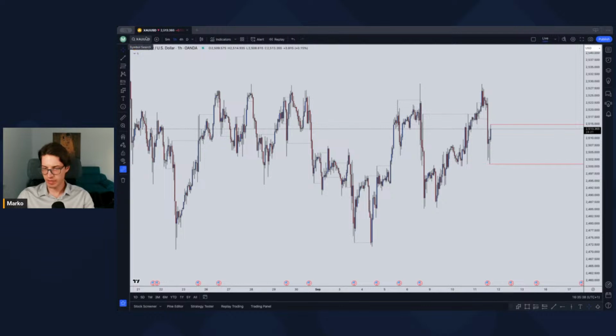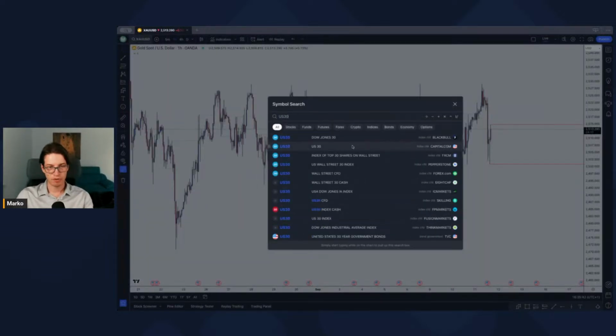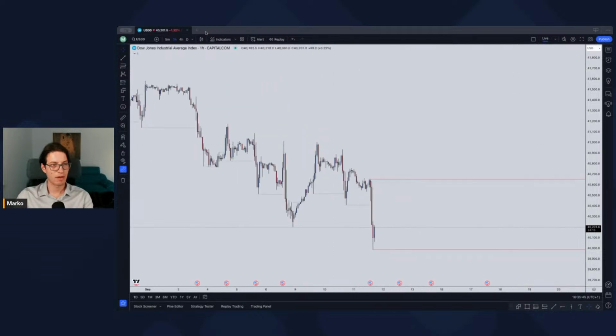Let's do also US 30. US 30, Dow Jones. Daily.